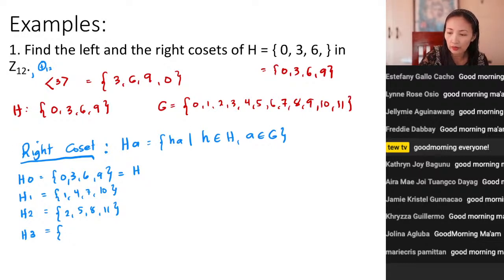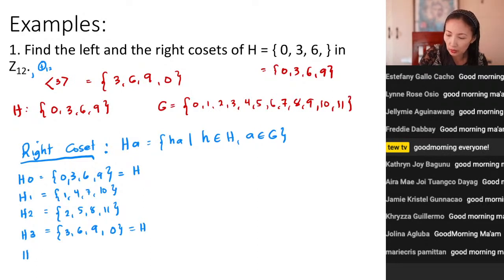Add 3 to every element of H. Where did we get 3 from here? 3, 6, 9, and 12. However, 12 modulo 12 is 0. Take note that this gives us back the subgroup H. Yes? What happens if we continue?